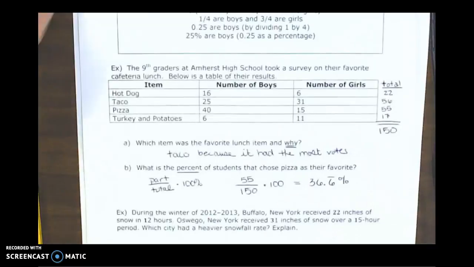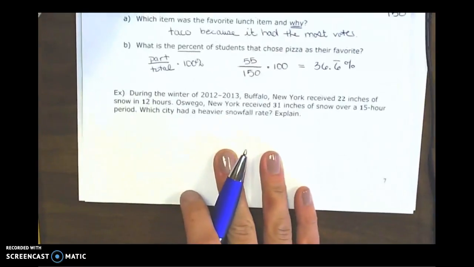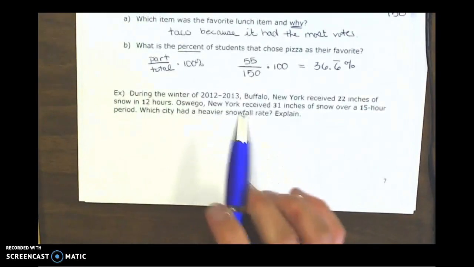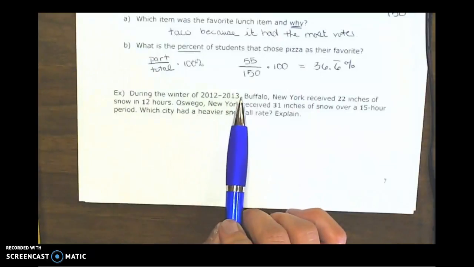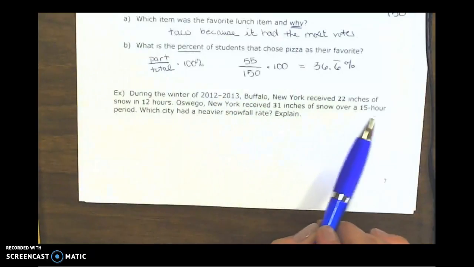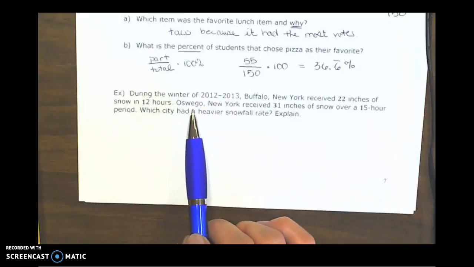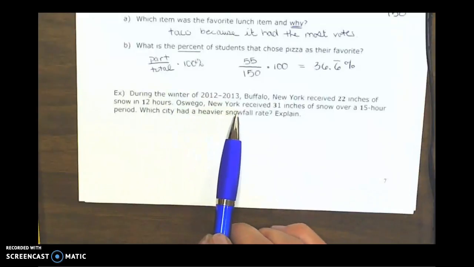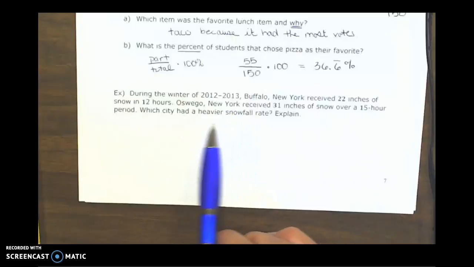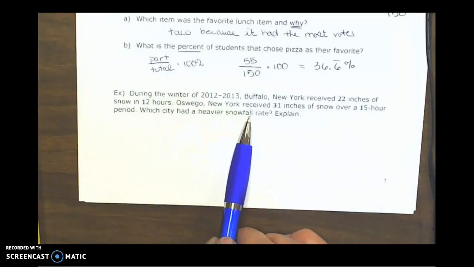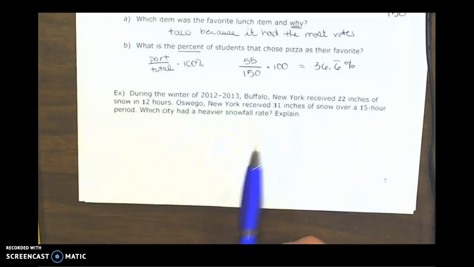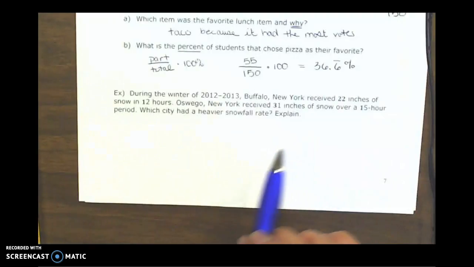Let's go ahead now and take a look at another example where we talk about rate. During the winter of 2012 to 2013, Buffalo, New York received 22 inches of snow in 12 hours. Oswego, New York received 31 inches of snow over 15 hours. Which city had the heavier snowfall, and explain? All right, most of us like to think Buffalo always has the heaviest snowfall, but we need to find some data to actually figure that out.